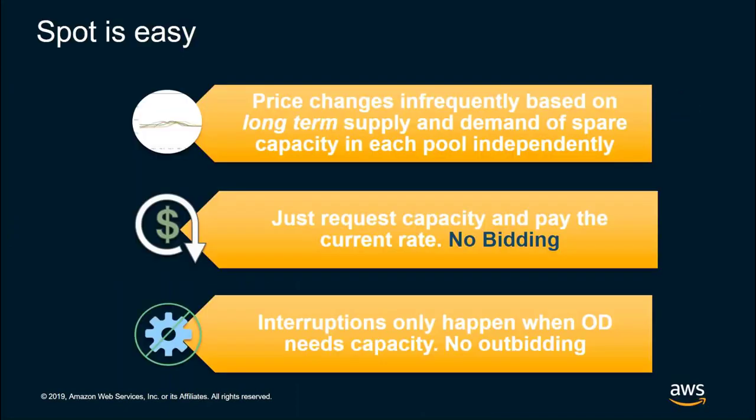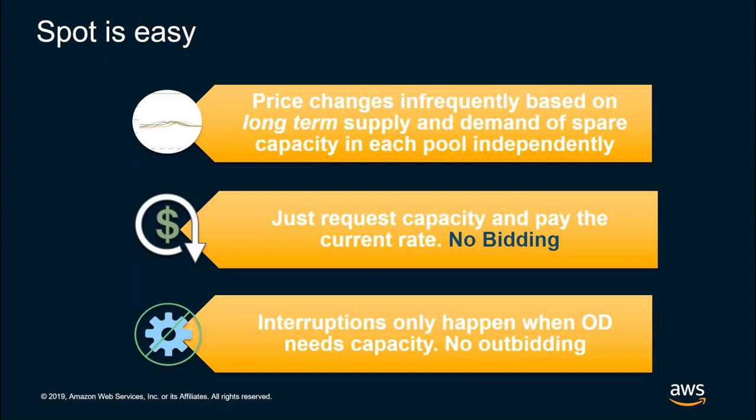Just a few more notes on how Spot instances work today. If you've worked with Spot instances up until a year ago, you would know that we would have price fluctuations and spikes. This is no longer the case. Price changes infrequently based on the long-term supply and demand of spare capacity. So there's no longer any price spikes, and you get a much more predictable pricing experience today with Spot instances.